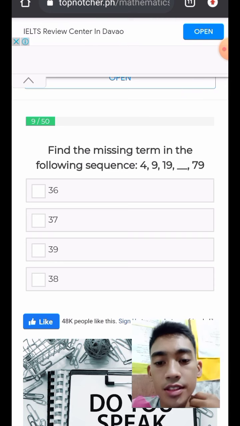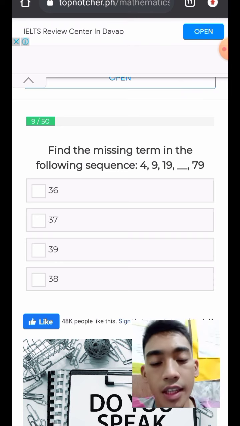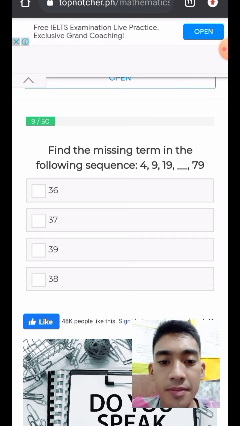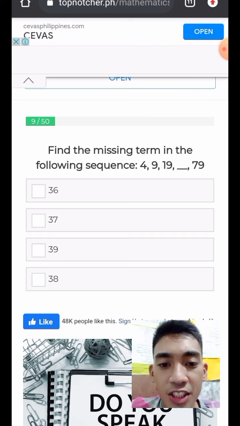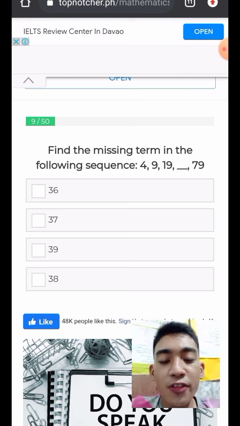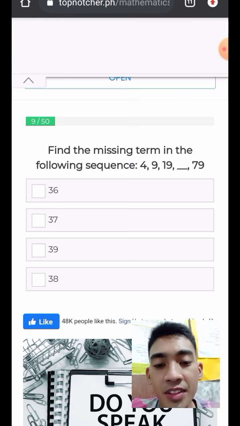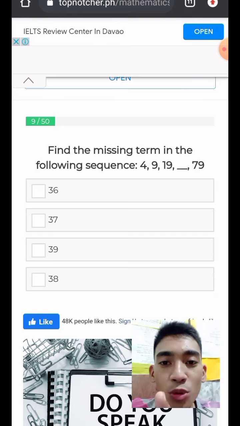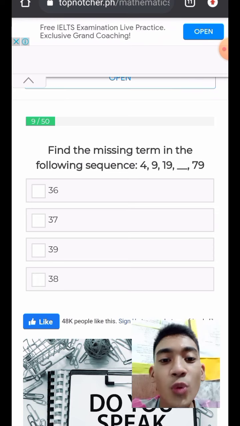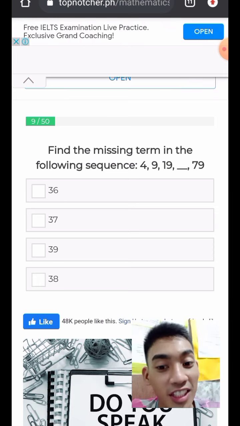The choices are 36, 37, 39, 38, 79. Plus 5, plus 10, I think it should be times 2. The difference between 4 and 9 is 5. The difference between 9 and 19 is 10. So 5 times 2 will give us 10. So 10 times 2 will give us 20. So therefore, 39.